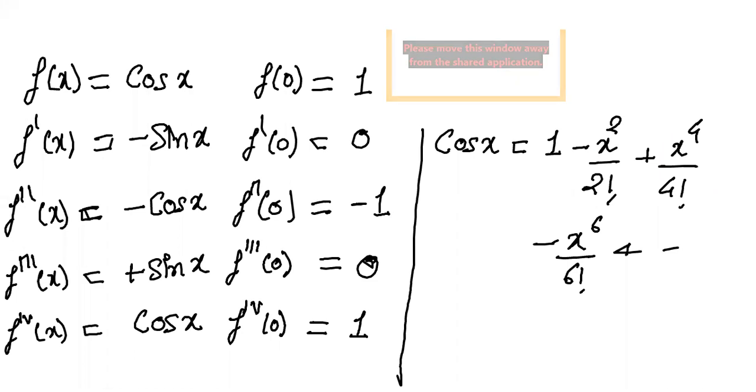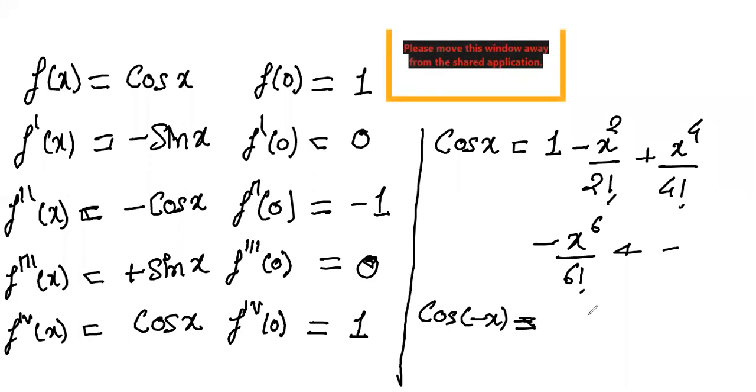So cos of minus x will also be the same function if I replace x by minus x. All the minus squares will be plus, so cos minus x will be cos x. So we can say cos is an even function.